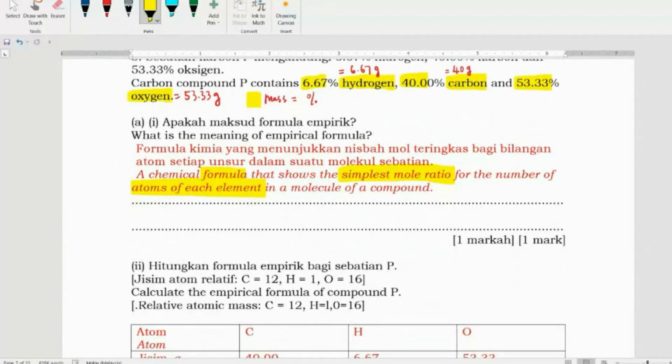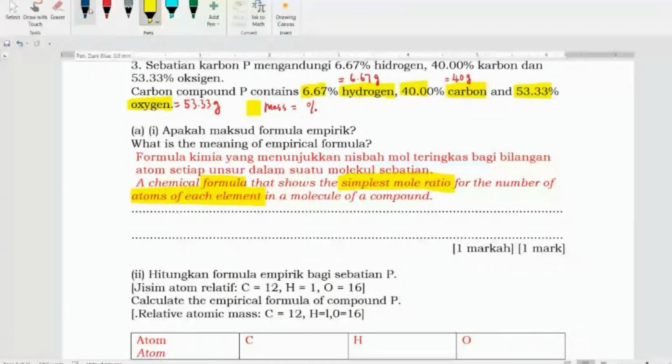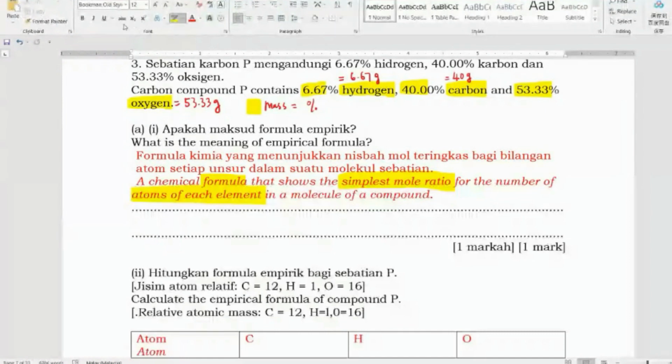Number two, can you calculate the empirical formula? So here, now hydrogen, you have carbon, you have oxygen. First, can you get the mass? Normally we will use the table. We will use the table first. I'd like you to try this.